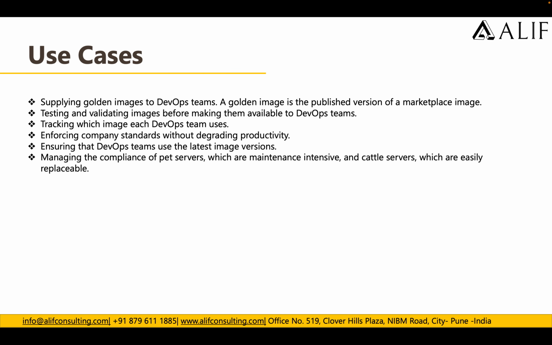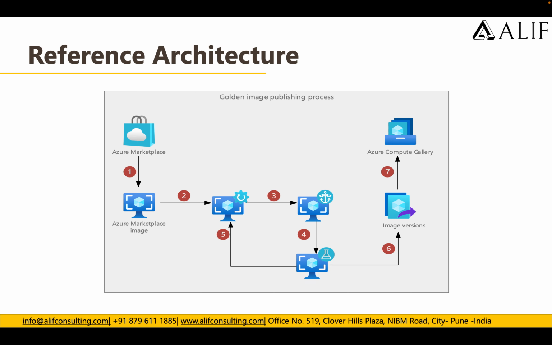Use case: supply a golden image to the DevOps team. A golden image is a published version of the marketplace image. Testing and validating the image before making it available to the DevOps team. Tracking which image each DevOps team will use. Enforcing the company standard without dragging the productivity, ensuring the DevOps team uses the latest image version, managing the compliance of pet servers, which are maintenance intensive, and cattle servers, which are easily replaceable. So these are some of the use cases for having VM compliance enabled.